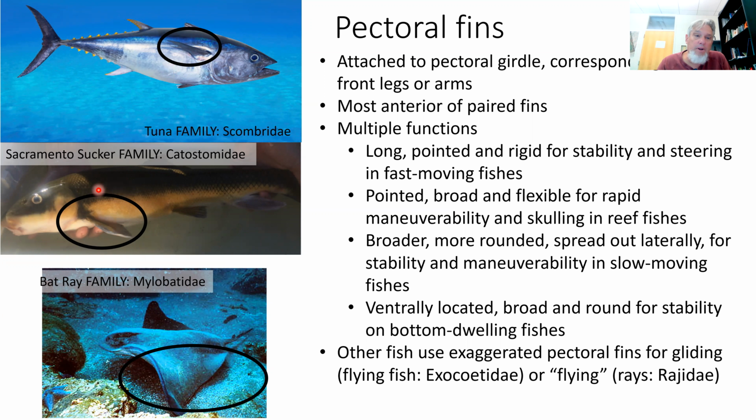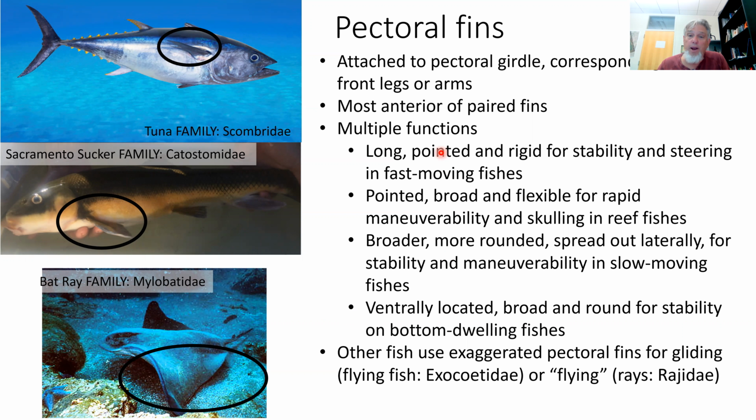Some fishes, like the Sacramento sucker here, have broad, more rounded pectoral fins that are spread out laterally, and that provides them stability and maneuverability in slow-moving waters and also on the bottom. And then there are some fishes that are extremely wide and broad, which provides even more bottom dwelling stability.